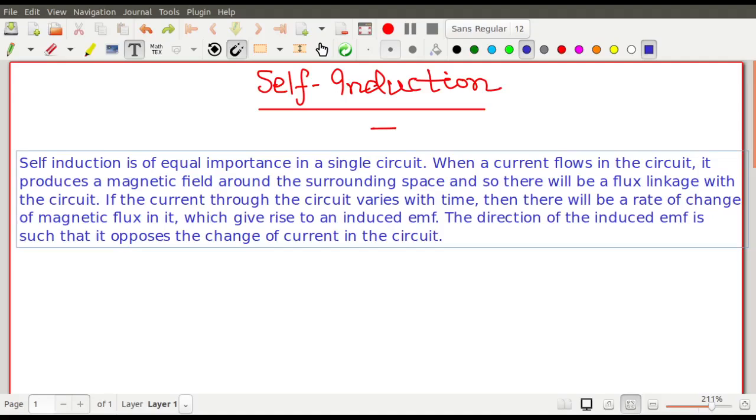There is another effect which is known as mutual inductance. Mutual inductance means the effect of one on another. The effect of one on another is called mutual, and self inductance means the effect of one on itself. So this is how your EMF is generated in the circuit.